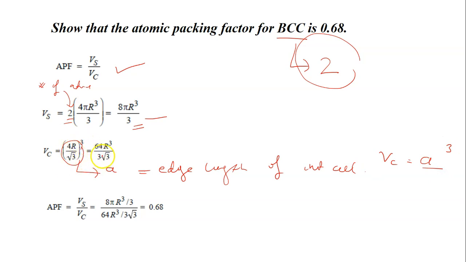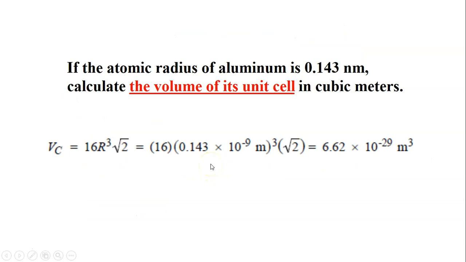So by solving this, you will get this answer. Now it's time to substitute back all these formulas into the main formula here, Vs over Vc. So by solving this, you will get 0.68. Please try this on your own. Alright, next question is this one.